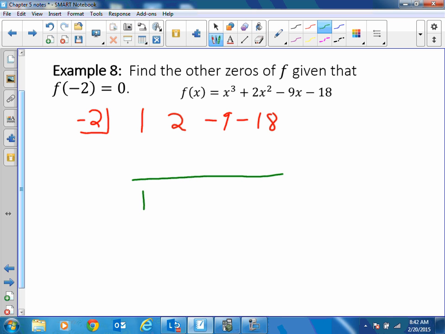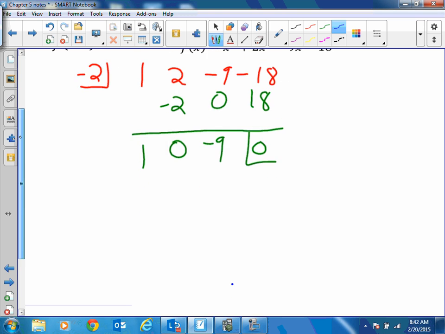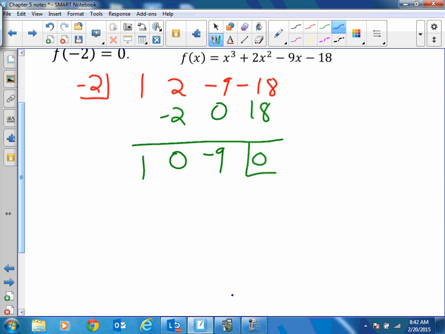We bring down our 1. Negative 2 times 1 is negative 2, which gives us 0. Negative 2 times 0 is 0, which gives us negative 9. And negative 2 times negative 9 is 18, which gives us 0. Okay. So when we rewrite this in factor form, it's a little tricky. We can rewrite this in factor form, but you don't really have to. We already know that negative 2 is one of our answers. But we can rewrite it in factor form.